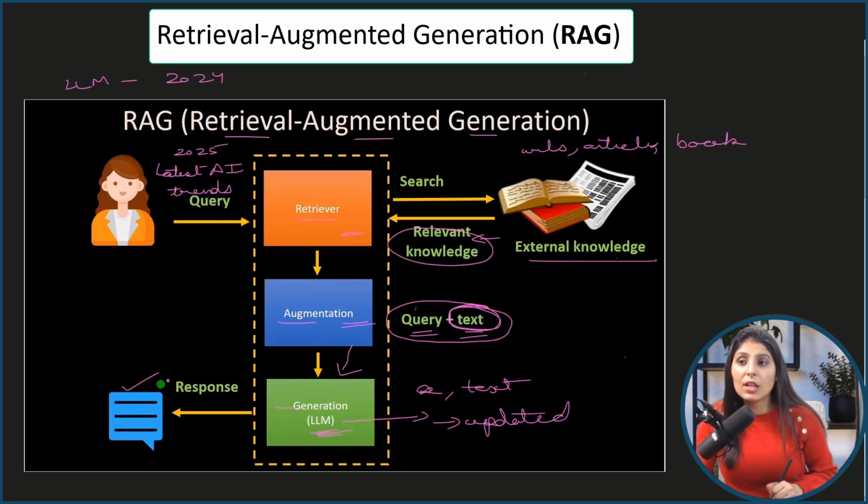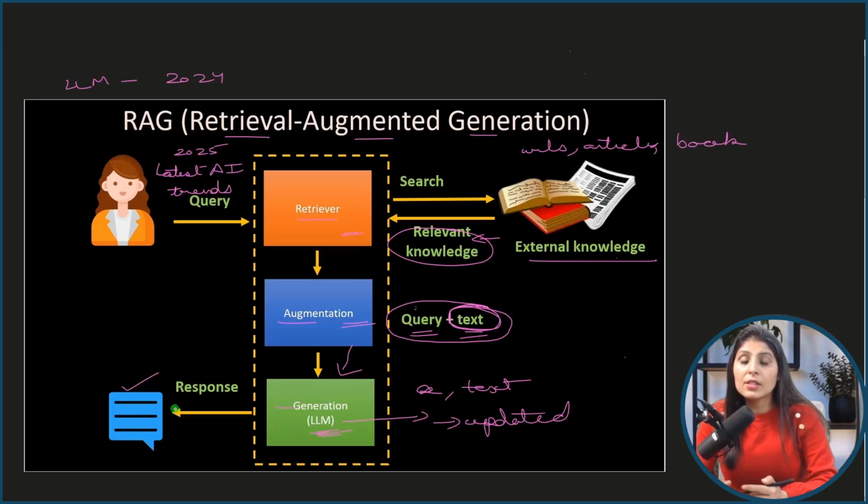How is it fetching the latest data? Because the retriever searched the external knowledge and fetched the relevant knowledge, and then it passed that relevant knowledge to the LLM, and using that external knowledge which the retriever fetched, our LLM will generate the response.